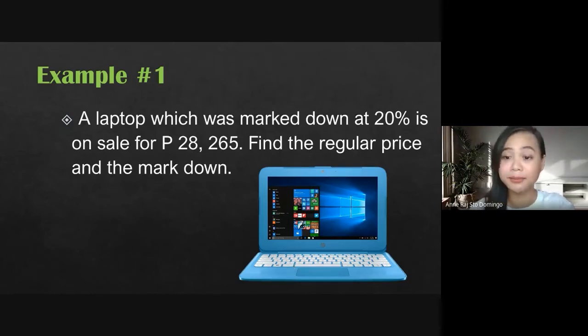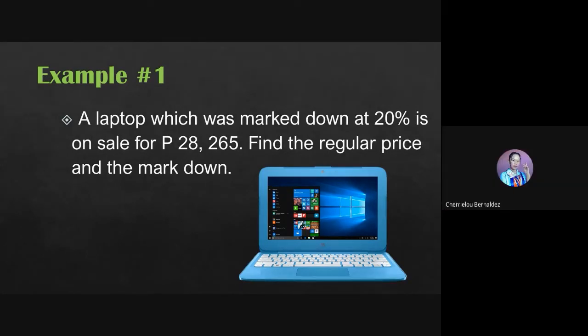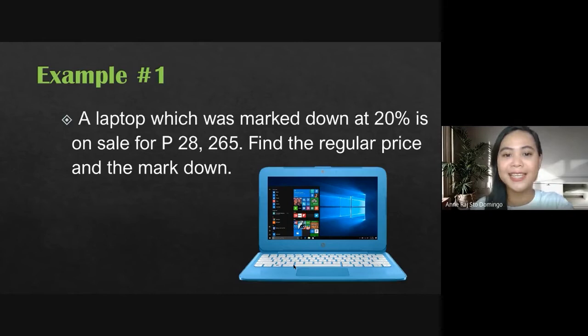Ano yung given nating 28,265? Sale price po. Yes, that is the sale price or selling price na niya, no? Now, we are going to get the regular and the markdown kung magkano yung binaba ng presyo.